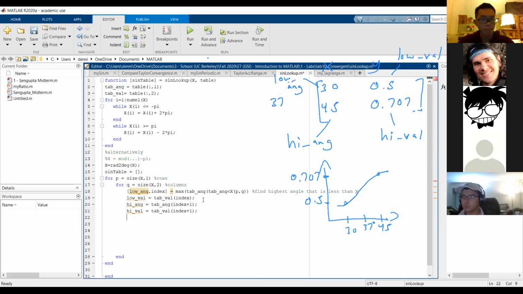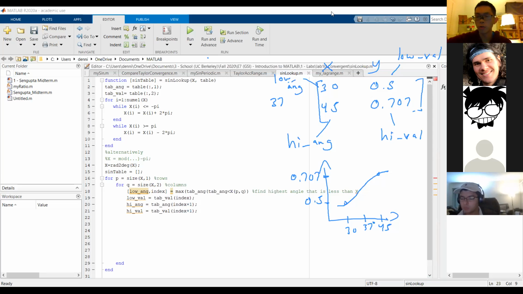Okay. We have our four values. So what do we want to do with these? This is going to involve some linear interpolation, and here's how we do that. Remember the point slope form: m equals y2 minus y1 over x2 minus x1. Sorry, I first said x2 minus x1 on top, but it should be y2 minus y1 over x2 minus x1.